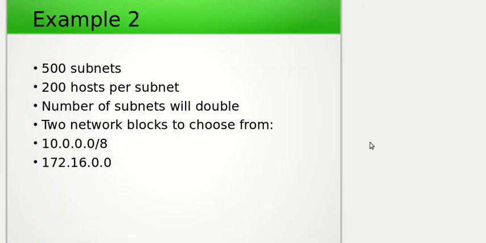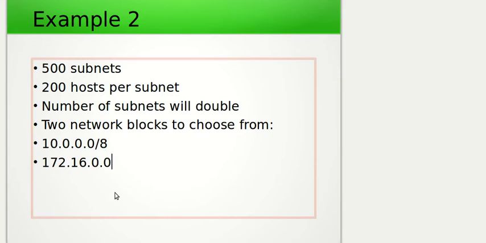And let's move on to the second example. With the second example, we have 500 subnets, 200 hosts per subnet, and the number of subnets will double. Two network blocks to choose from, class A and class B. Class B is a /16.